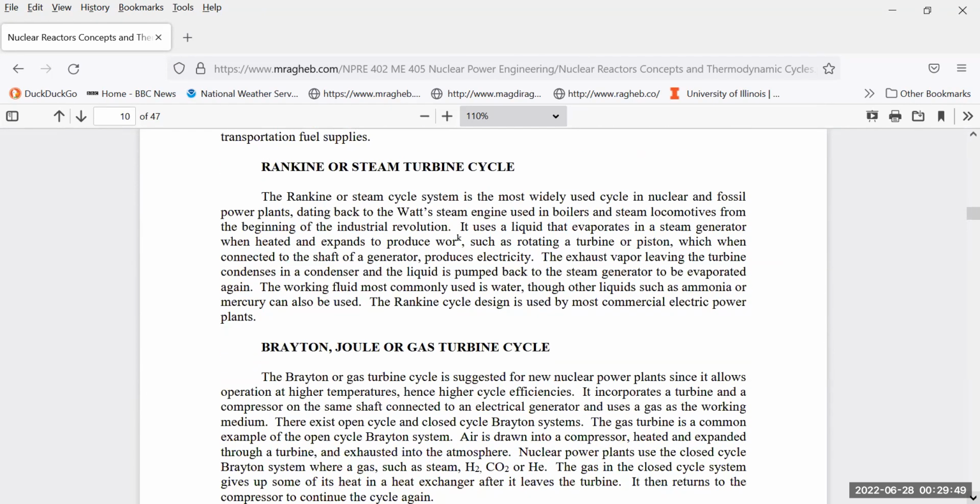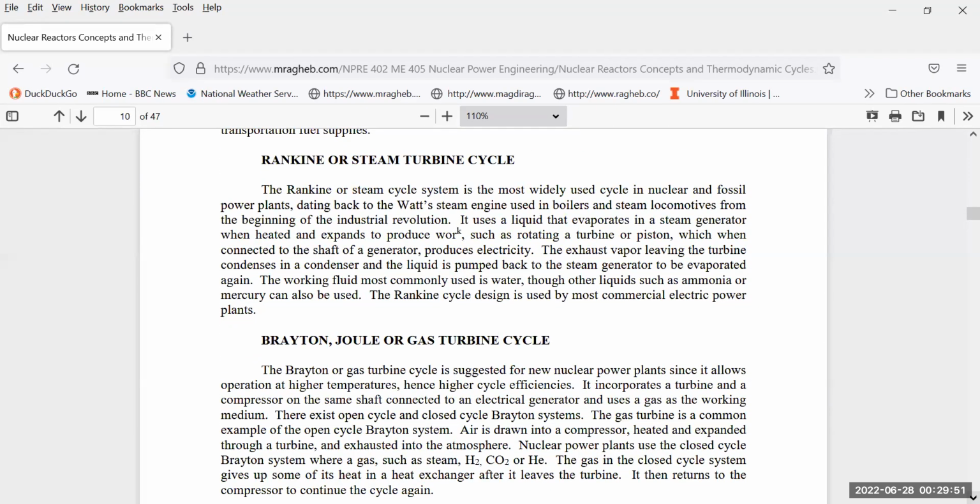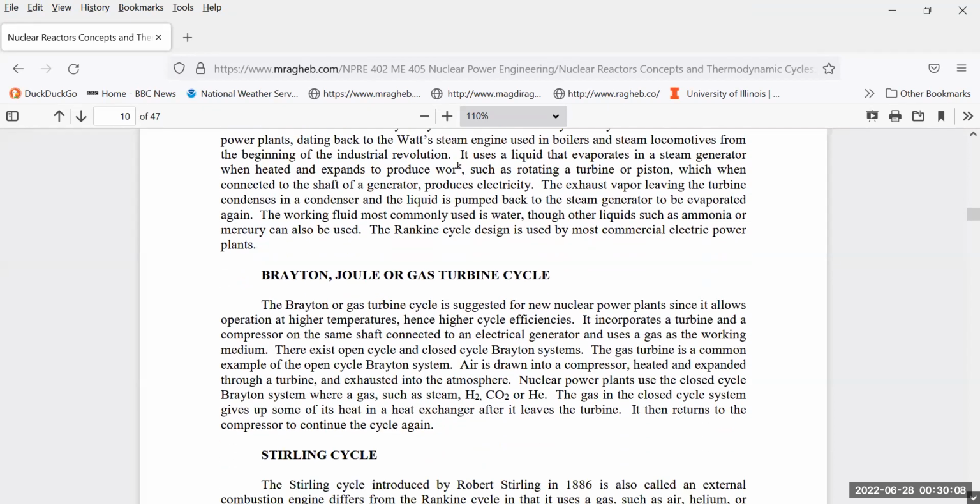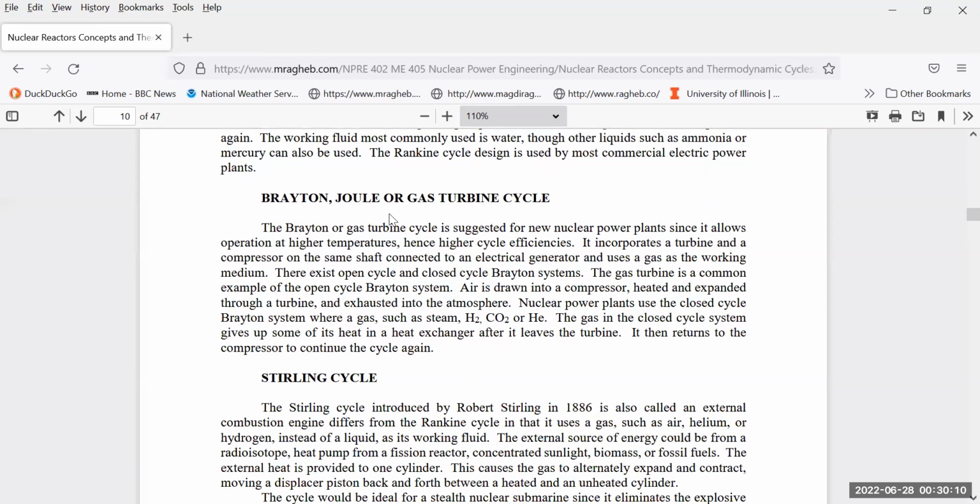All right, so let us study those cycles in more detail and also think about other cycles that we should consider in the future. The main cycle today, as I suggested, is the Rankine or the steam turbine cycle. On the drawing boards for future systems, we are talking about the Brayton or gas turbine cycle. The French like to call it the Joule cycle. All right, so now we know that this uses a gas turbine and can get us higher efficiency.